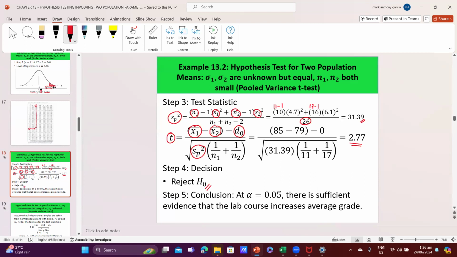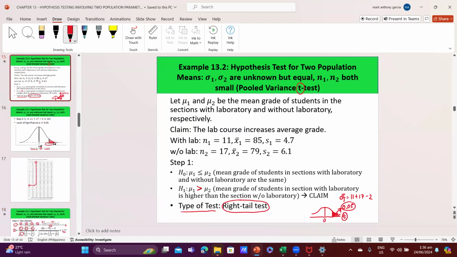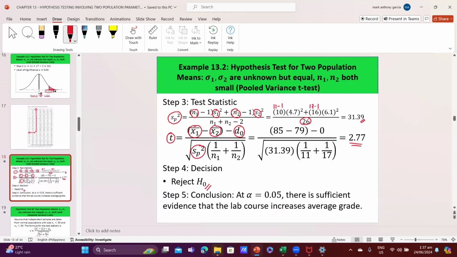So going back to our step number 1, since H0 is rejected, we put an X mark in our H0 and a check mark in our alternative hypothesis. And since the check mark and the claim belong to the same hypothesis, this means that there is sufficient evidence to say that the average grade of the students in the section with labs is higher than the average grade of the students in the section without laboratory. Which means that we have sufficient evidence to say that the lab course increases the average grade.